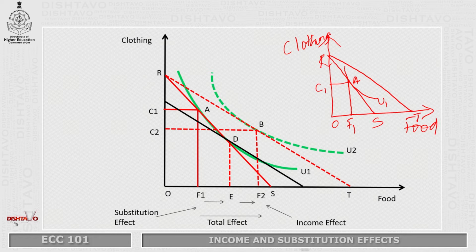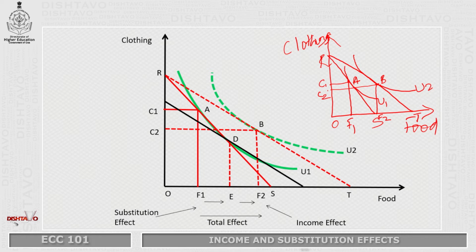Now because the price of food has fallen, we get the new budget line RT, and the new indifference curve will be U2. The equilibrium point for the consumer will be point B. And here he is consuming F2 amount of food and C2 amount of clothing at point B. So now you see that the consumer is better off because now he's on a higher indifference curve.